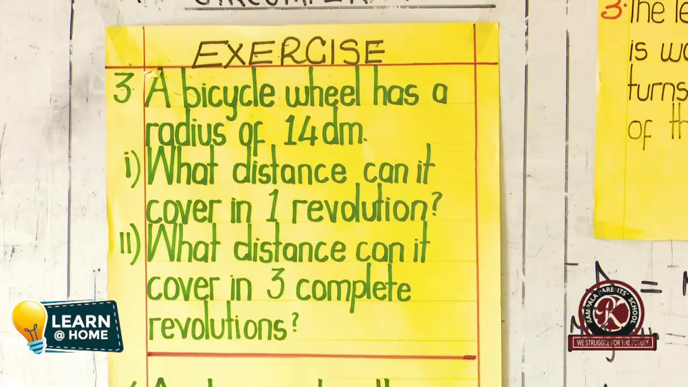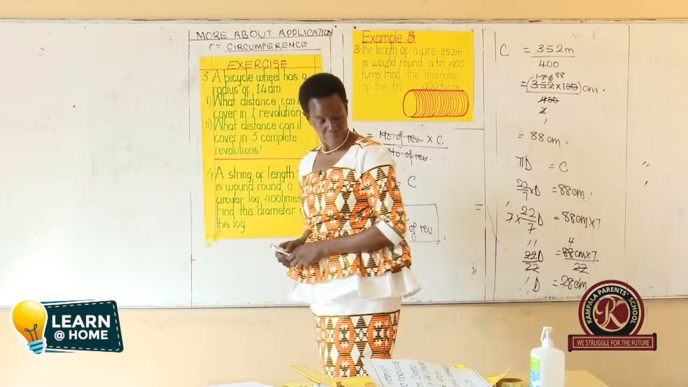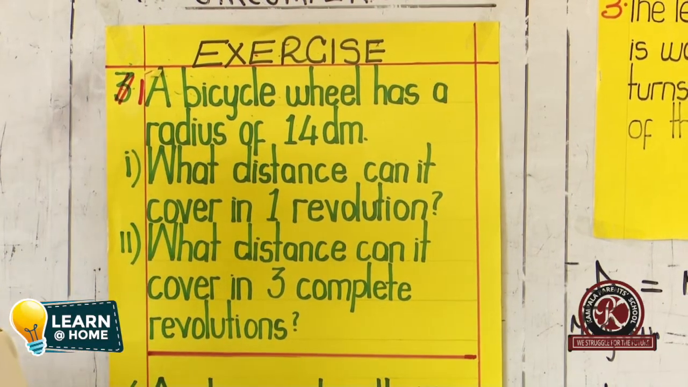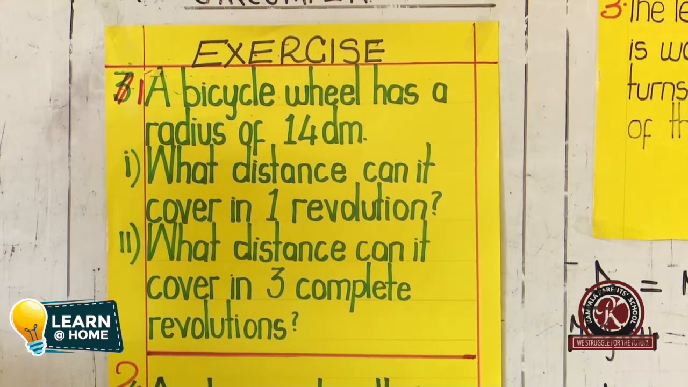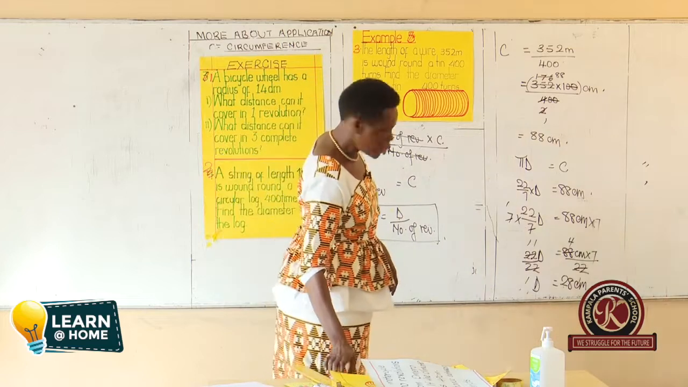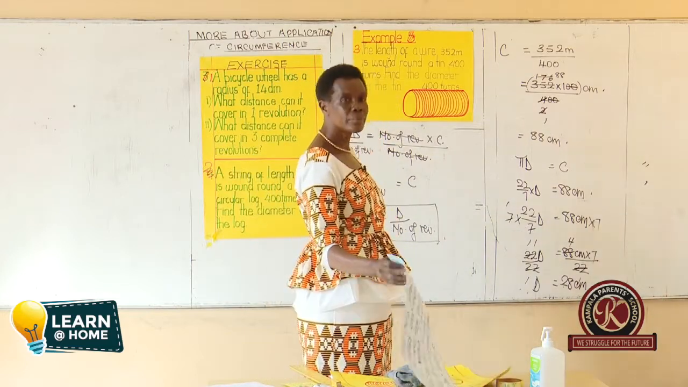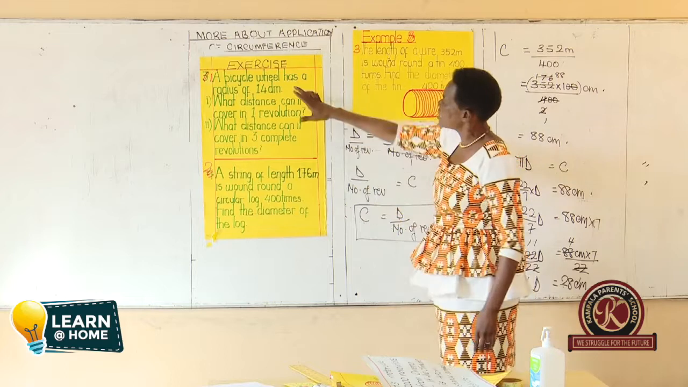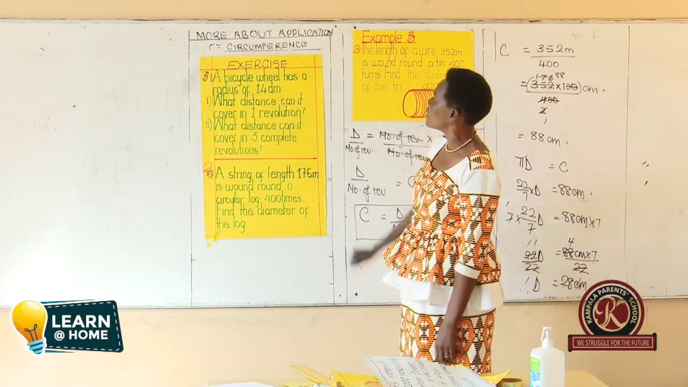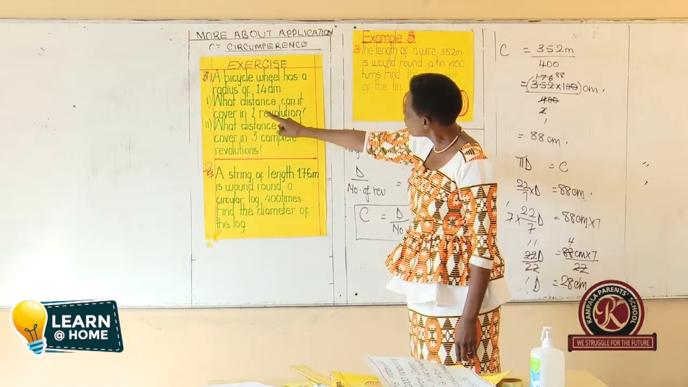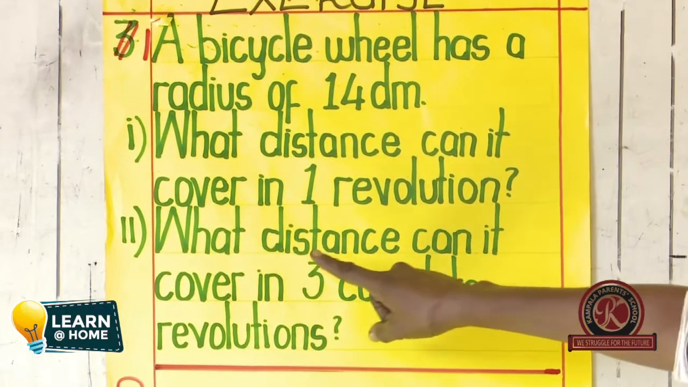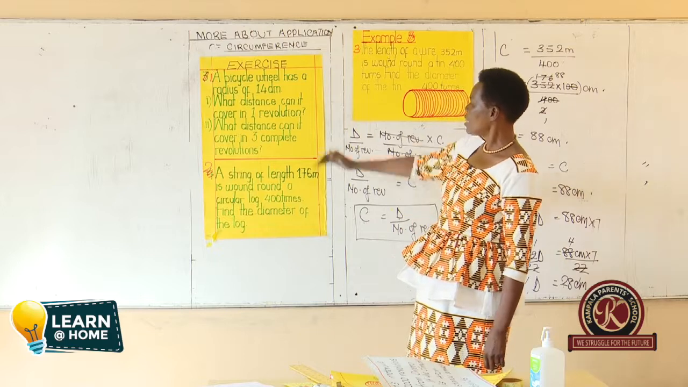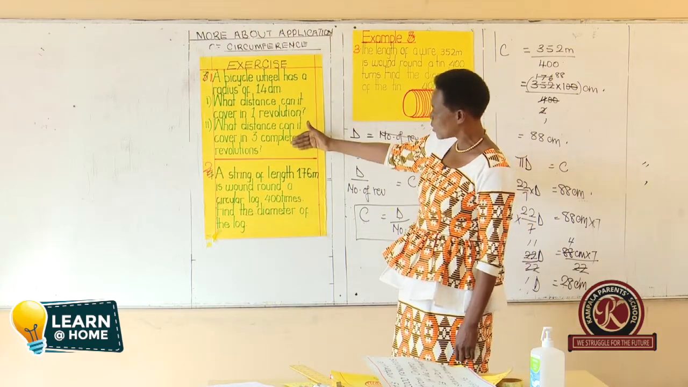So now I'm giving you work. This is work number 1, not number 3. And this one is number 2. Don't copy this one again, thinking that is number 3. Don't copy this one. This is the example. Number 1 says a bicycle wheel has a radius of 14 decimeters. What distance can it cover in 1 revolution? What distance can it cover in 3 complete revolutions? I've given you 1 so that you start from here and then you go to this one.